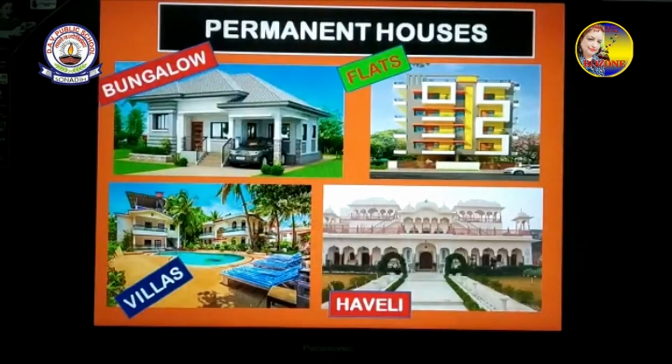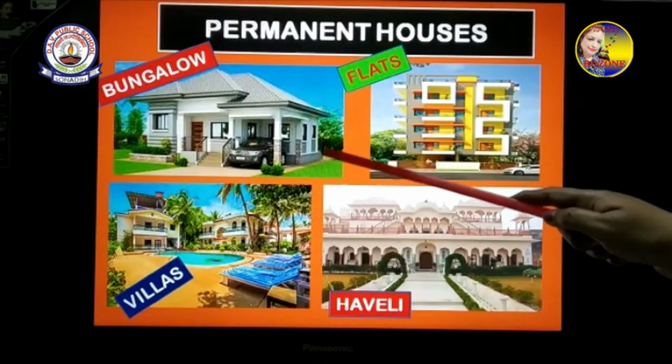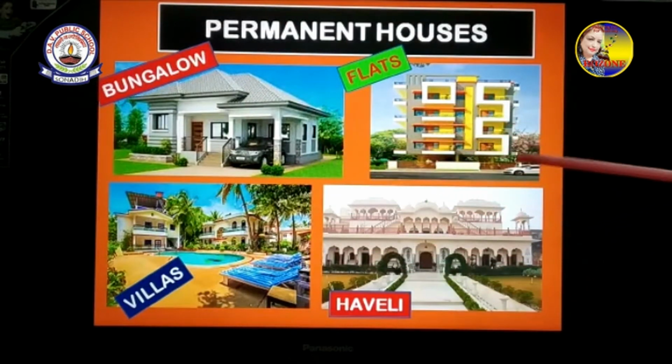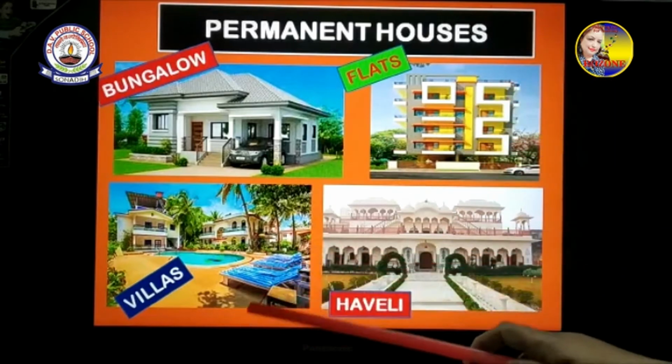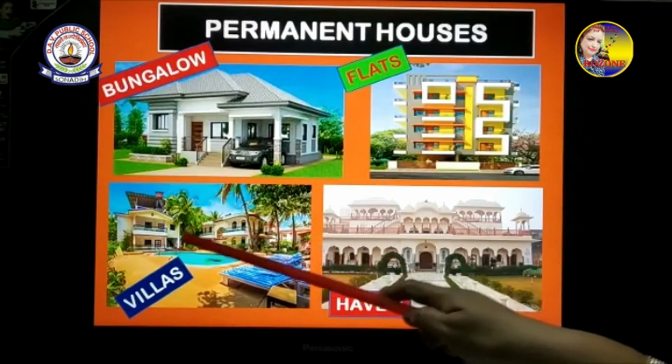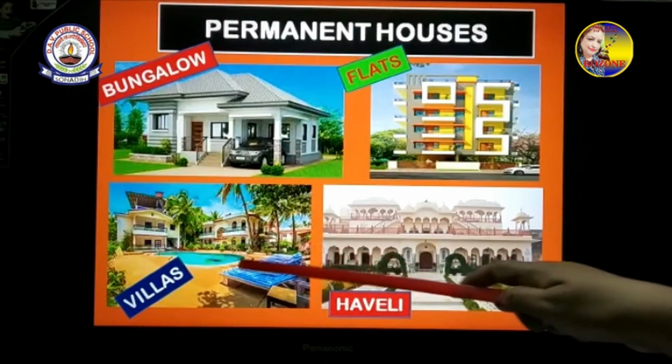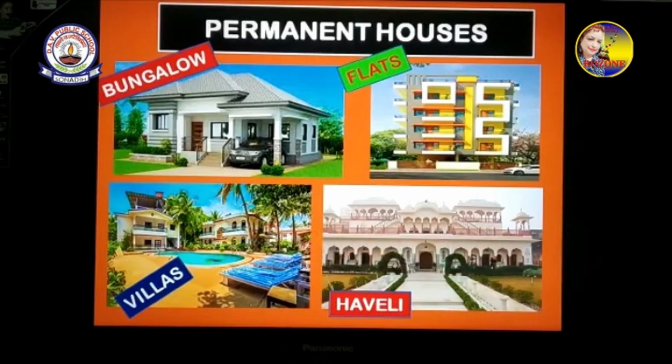Understood? Then we will see permanent houses: bungalow, flats, villas, haveli. This is the bungalow, a very big building in the city and all. Flats, you will find in one building many houses are there, and villas are such types of houses which are very big, and different villas are there. People go there during the holidays and spend their holidays in villas. They have all the necessary things, all the luxury things in the villas. Whatever they need, they get it. And some people build a house also in the form of a villa.